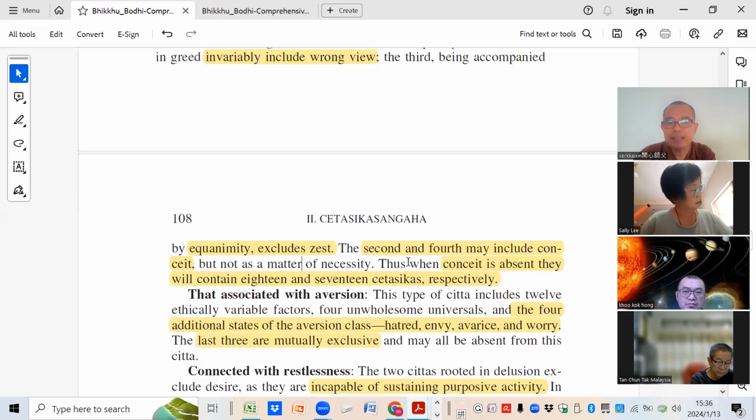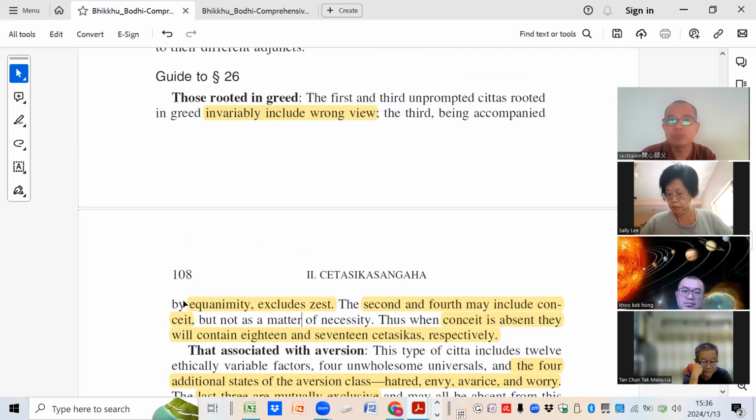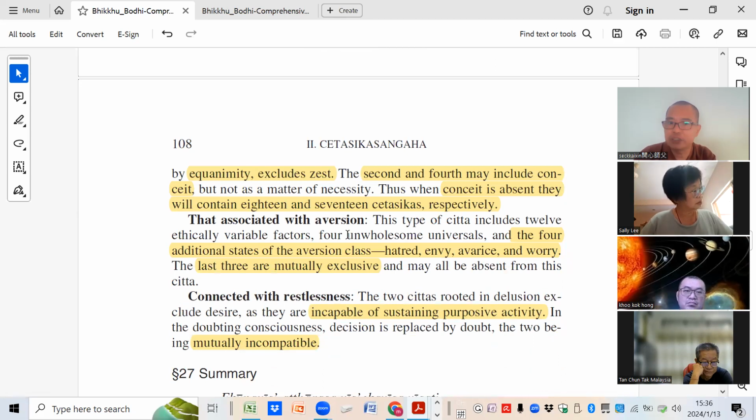Then they said the second and the fourth may include conceit, but not necessarily. Because if without wrong view, there can be conceit or not. It doesn't matter, it depends on the context. So this is the first point.